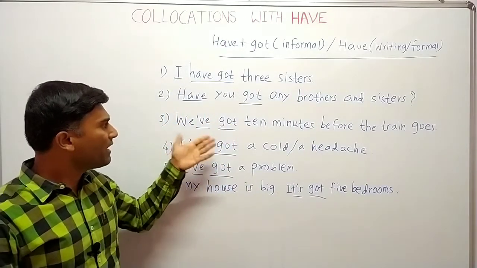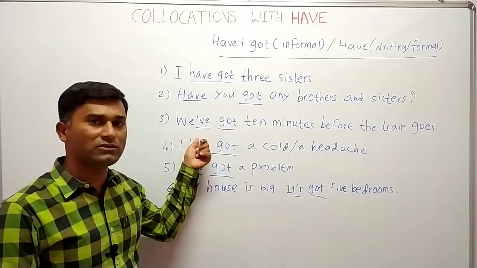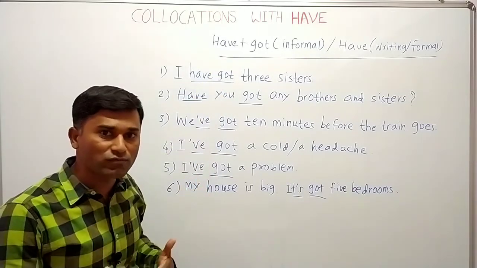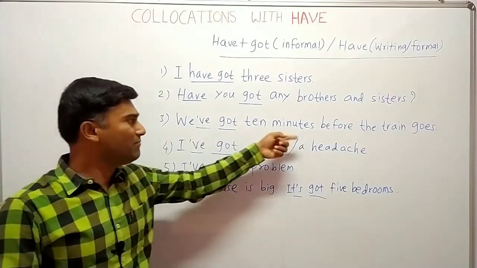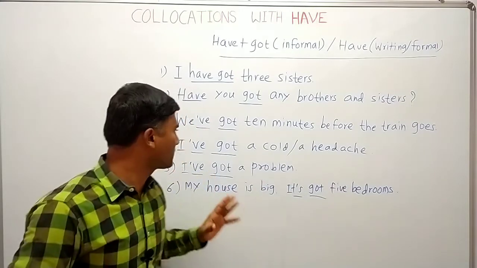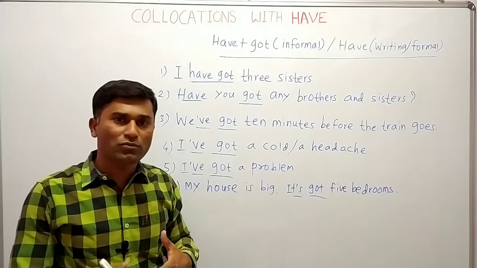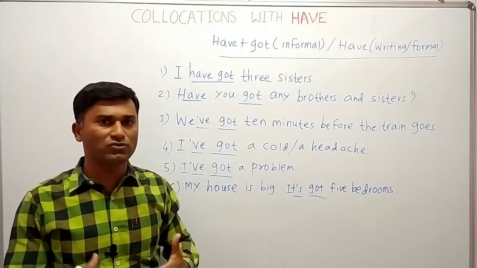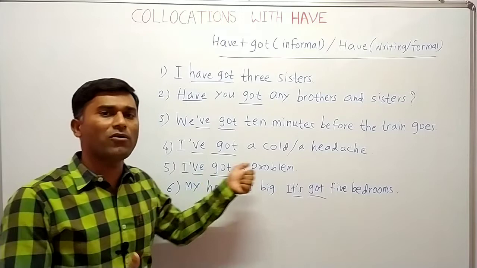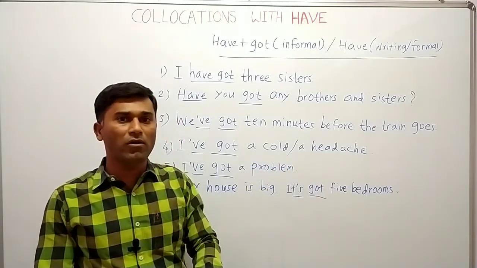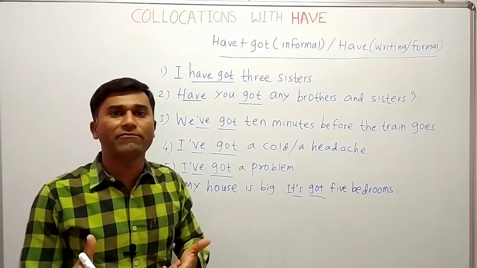Okay, next is we have got 10 minutes before the train goes. So also this have got usage is informal usage, but when it's a formal occasion or when it's writing, at that time say we have 10 minutes before the train goes. Do not use got. Next is I have got a cold or I have got a headache. So this is very common when you speak with your friends in an informal situation. At that time you can say I have got a cold, or you can say I have got a headache. But when it's a formal occasion or when you write, do not use got. Simply say I have a cold or I have a headache.